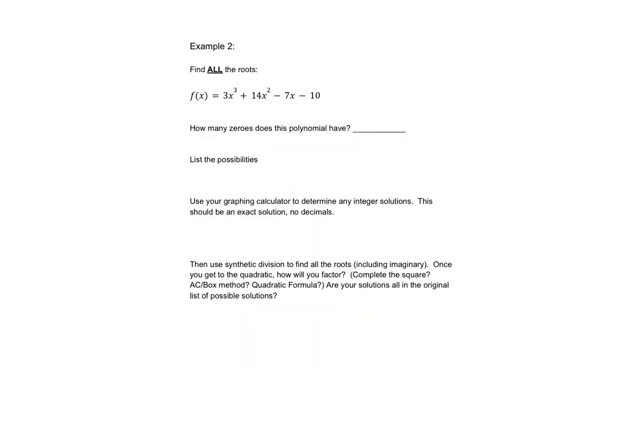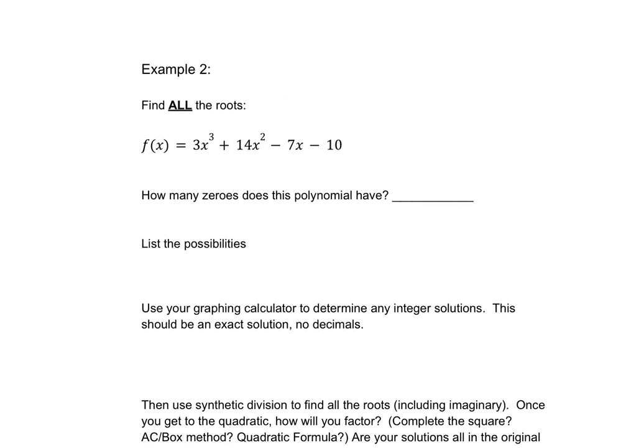Okay, so let's just look at another example here. Let's just do the same thing, and this time we're going to go a little bit quicker. We know there's going to be 3 solutions because my highest exponent is 3. Let's make a list of all the possibilities.